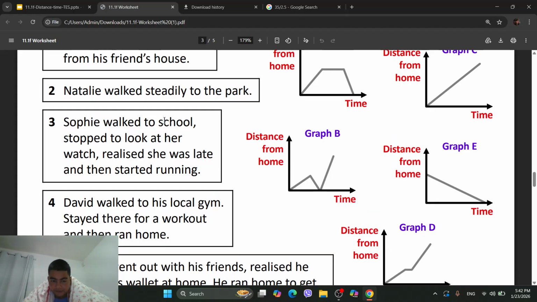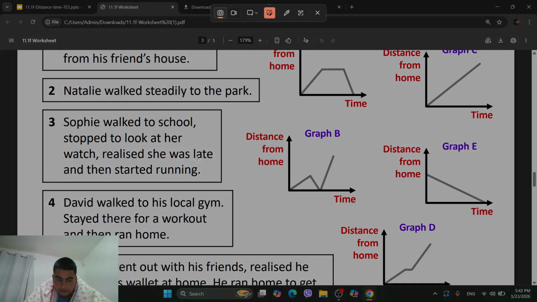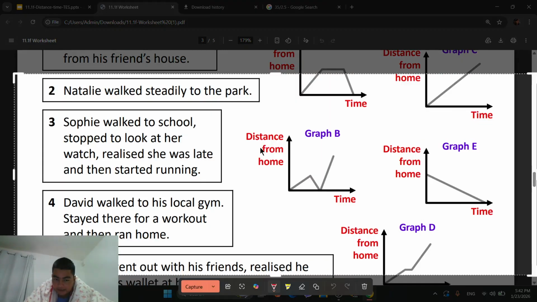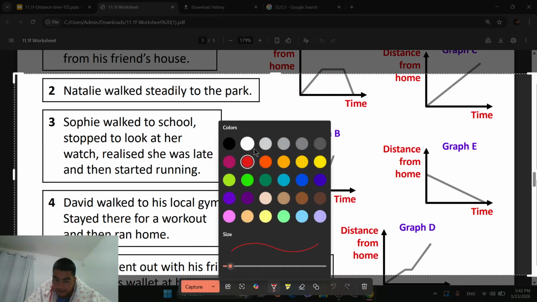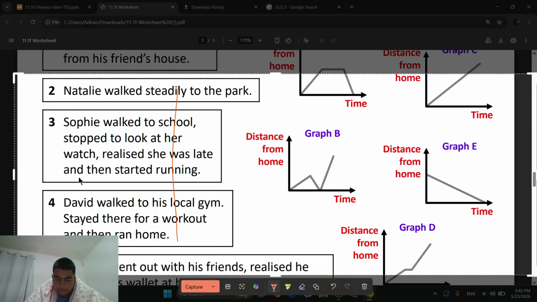Let's say Sophie walked to school, stopped to look at her watch, realized she was late, and then started running. Okay, so it looks like Sophie is walking. So we can take a quick look at this problem. Okay, so I'm going to quickly draw this axis right over here. So Sophie walked to school, right? She's walking at a slow speed, and then she stopped for a while to take a look at her watch, right? And then she realized she was running late, so she started running.